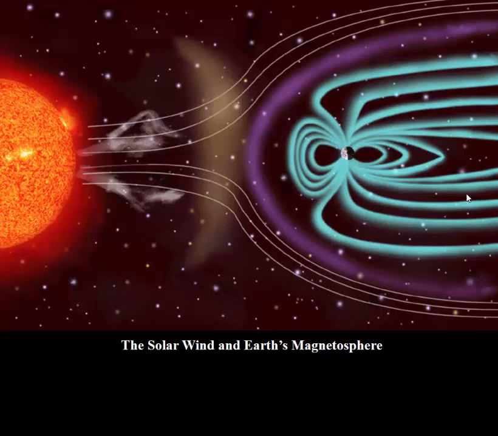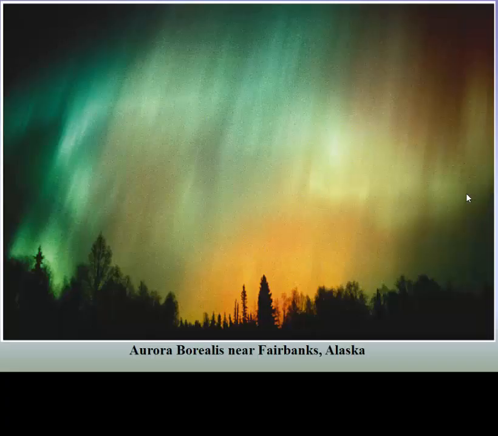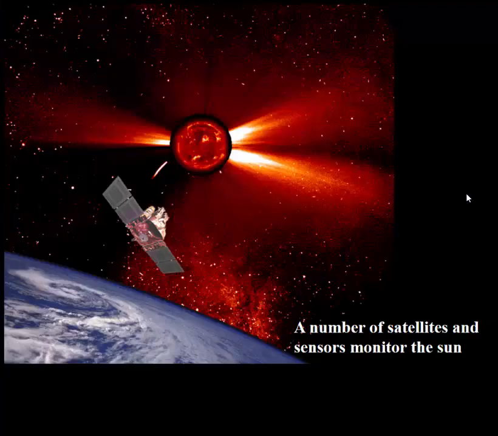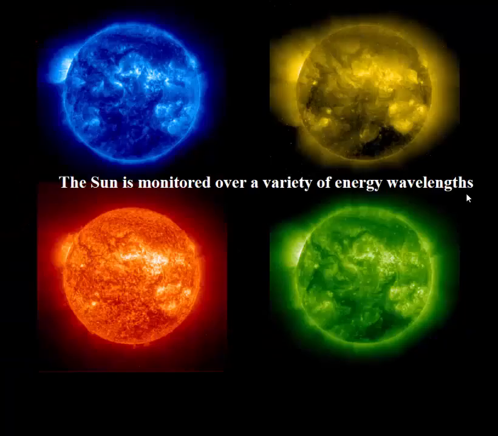You can see the solar wind, and then we have the Earth's magnetosphere. Previously we talked about the biosphere and the atmosphere. Outside of that, we have this magnetosphere, and as a result, we have the aurora borealis in the higher latitudes. And we have a number of satellites that monitor the sun, all the forms of electromagnetic radiation that comes from the sun, and it's monitored through a variety of different wavelengths.